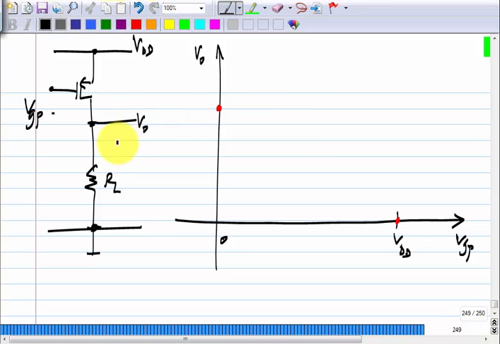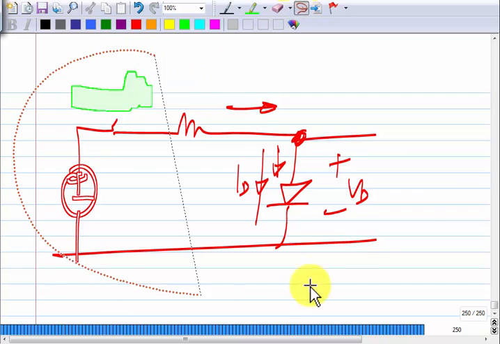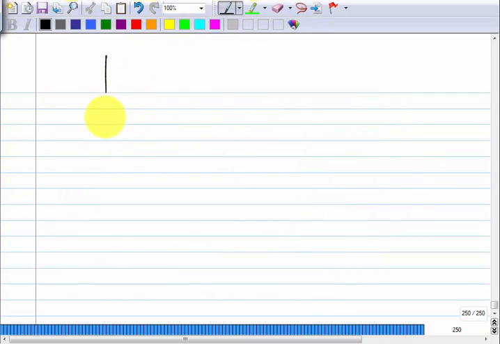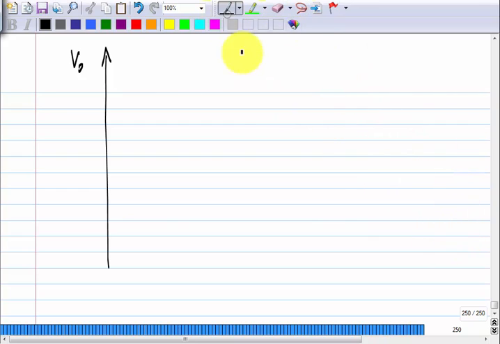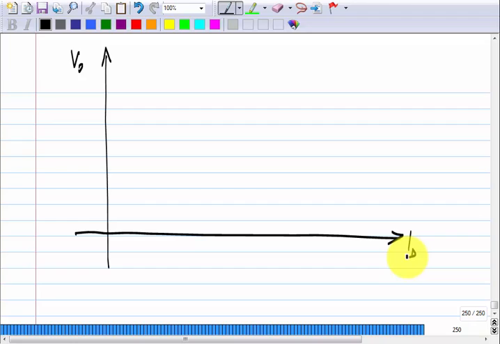V0 and, let's say, whatever current is flowing here, right? And that is in fact ID. Okay. So V0 and ID. So what you have to do is, V0 and ID, and what will be plotted here? No, I mean that's right, but what are the characteristics we will be plotting?